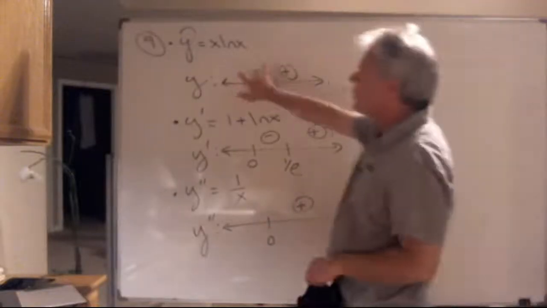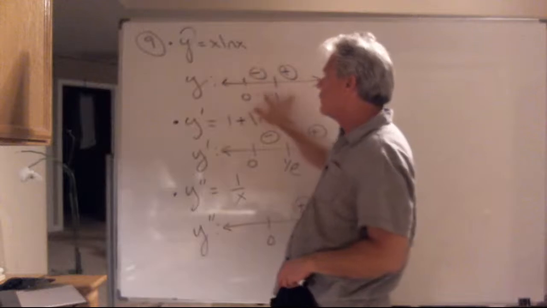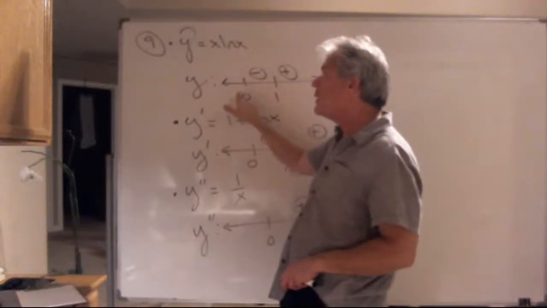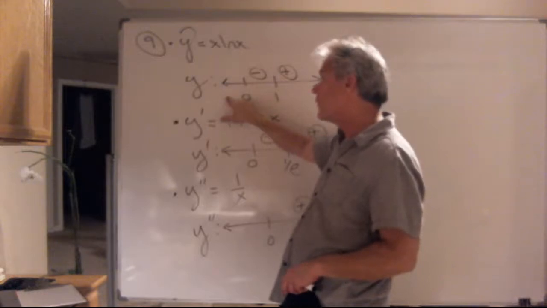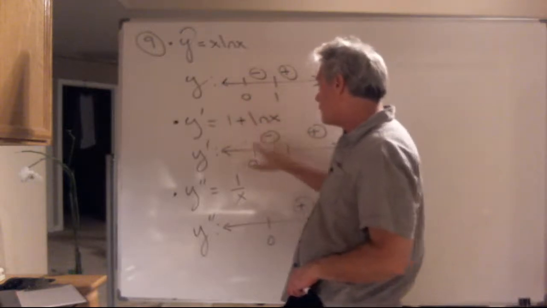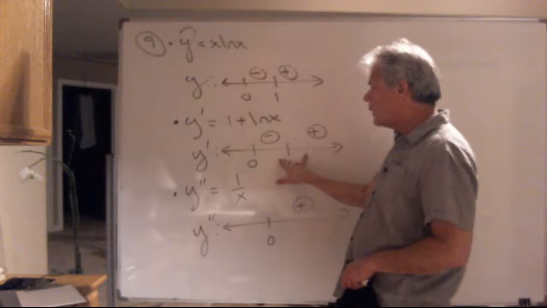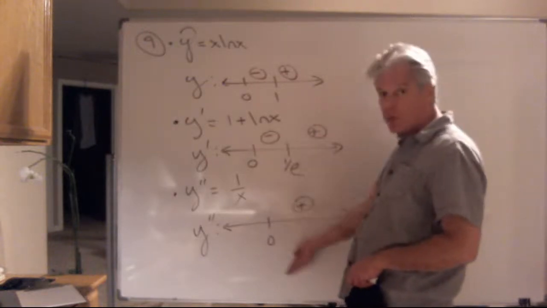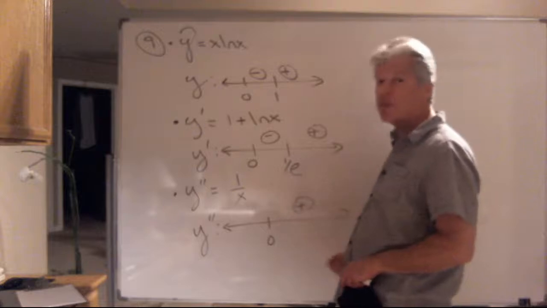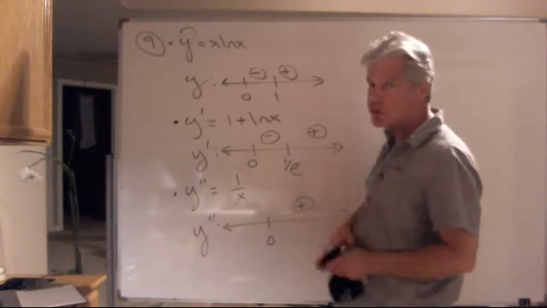So given this function right here, I took the liberty of building a sign graph for y. Keep in mind the domain of this function is all real numbers strictly larger than 0. Here's this first derivative function, and here's a sign graph. Here's a second derivative function, here's a sign graph. Again, keeping in mind even with y prime and y double prime, I've got a restricted domain, 0 on up, not including 0.